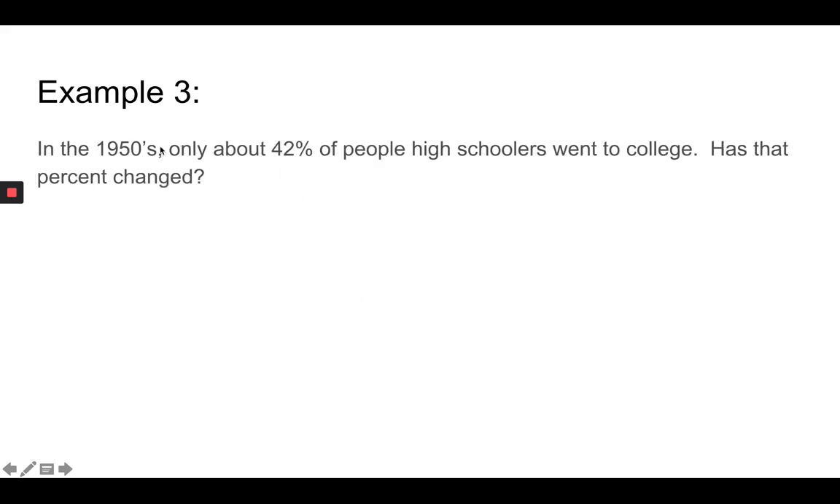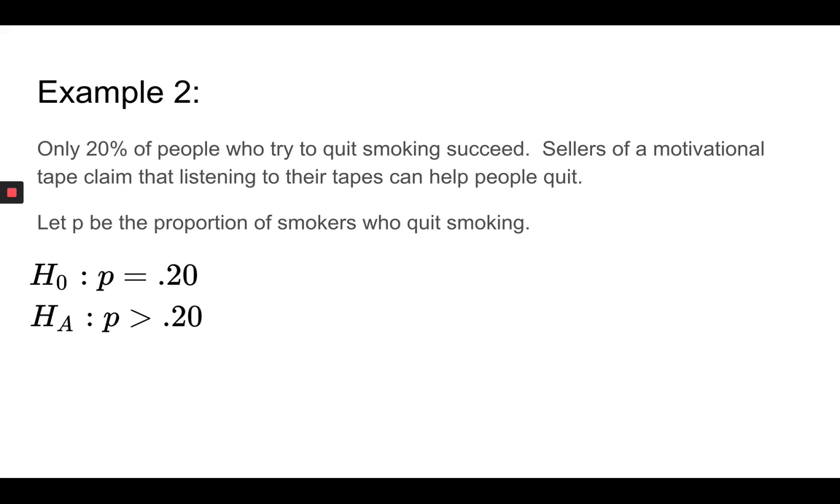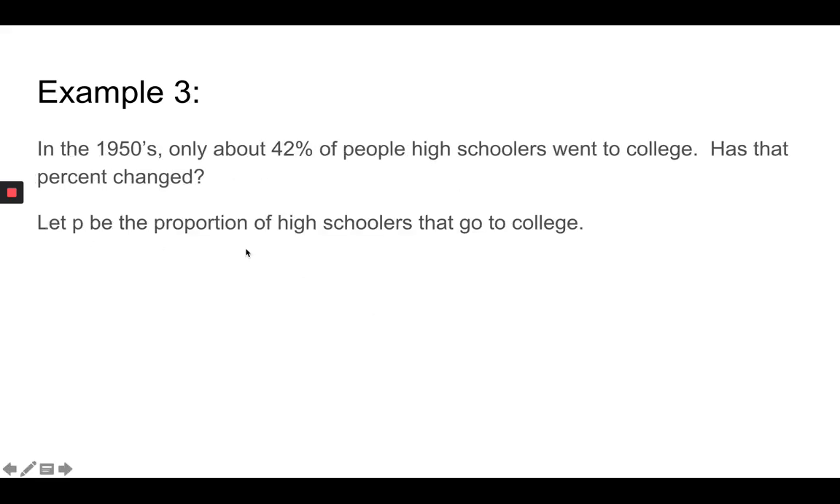Okay, another example. Back in the 50s, 42% of high schoolers went to college. We want to know if there's been a change. So P here will be the proportion of high schoolers that go to college. Our null hypothesis is that nothing has changed. It's still 42%. P equals 42%. Our alternative here, this is a two-sided hypothesis test, is that the number is no longer 42%.